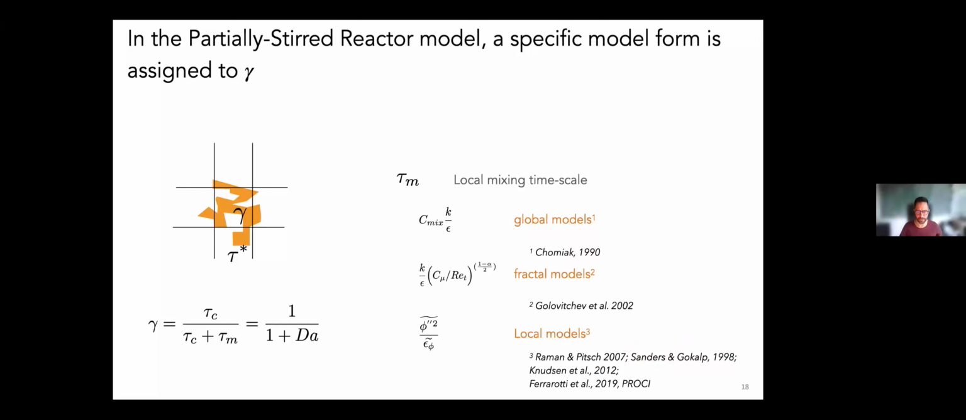For mixing, you also have many choices. The simplest one is to use global models where tau mix is just a fraction of the integral time, or you can do something a little bit more fancy. You introduce a fractal quantity here, like Golovitchev proposed in 2002, or you can use very local models, which means that you solve transport equations for the scalar variance and the scalar dissipation rate, and this ratio would give you a mixing time.